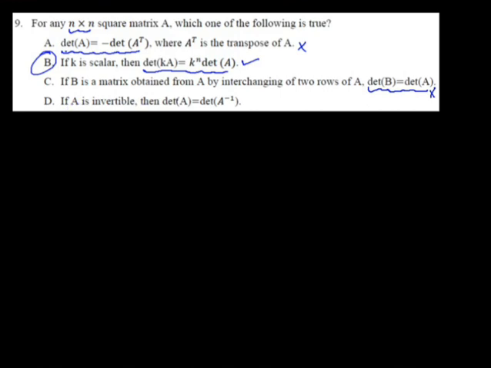Let us check for D. If A is invertible, then determinant of A is determinant of A inverse. This is also wrong. Determinant of a matrix A is 1 over the determinant of its inverse. Okay, so D is wrong. So automatically our answer will be B.